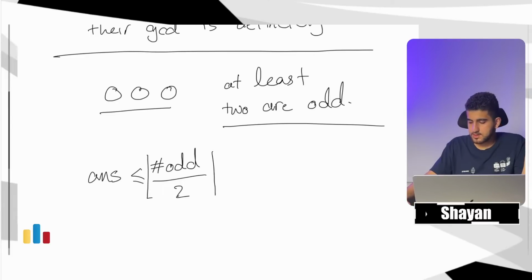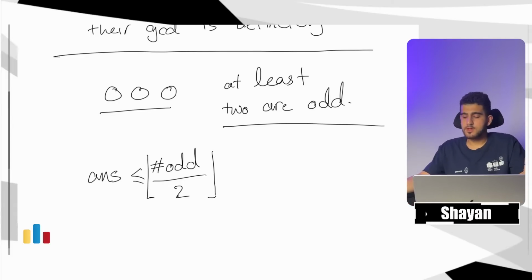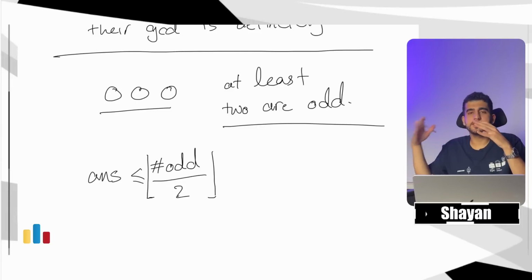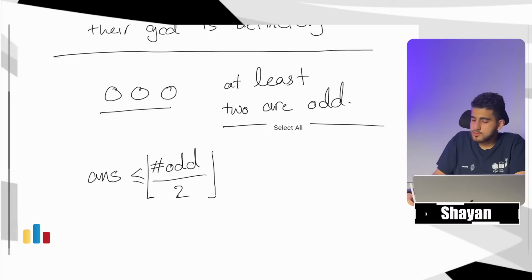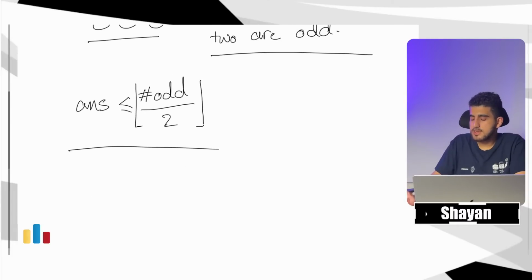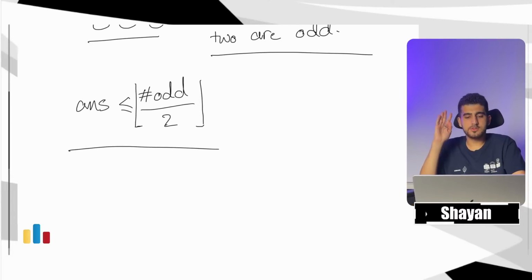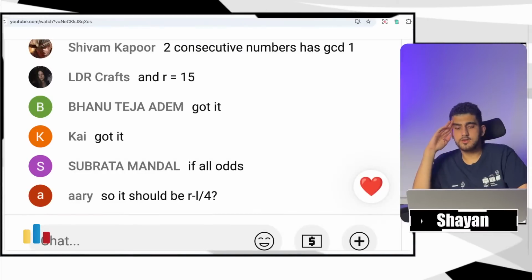So if the number of odd numbers is odd, it's going to be the floor of that number. Because 2 times n should be less than or equal to the number of odd numbers. So the answer is at most this much. And then I show that, do you agree that the answer is at most this much? Are you okay so far?